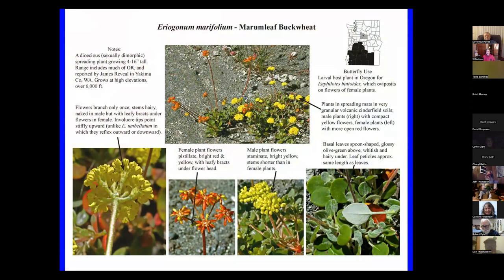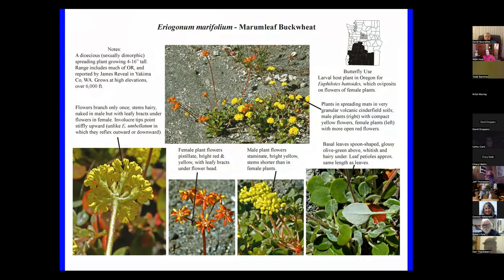Here's another plant that occurs down in that same area in Oregon. This is the Eriogonum marifolium, or the marum-leaf buckwheat. And this has its own kind of blue that occurs on it and uses these plants as the larval host. And this blue too, this is a Euphilotes, the other one is a Plebejus. So this is a Euphilotes, which uses this plant.